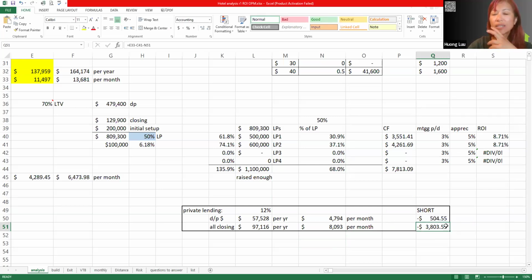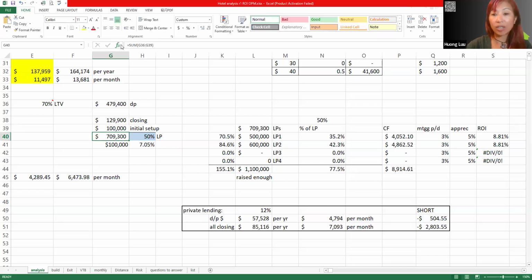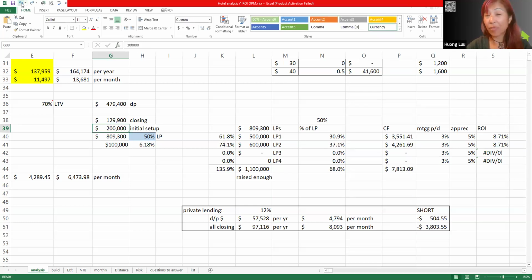So this is one of the reasons why I always tell people you do need to have some cash, because you need to cover closing and you need to cover the initial setup. If this initial setup, let's just say it's 100,000 instead, then that makes a huge difference here, because now it's 2,800 for that monthly payment instead of 3,800. So that's a huge difference there. Okay, so let's go back here and see that.